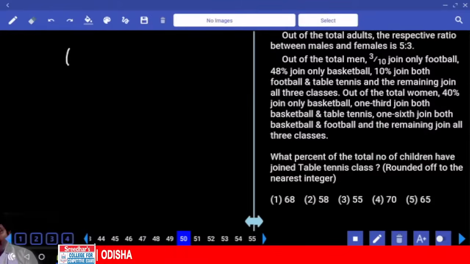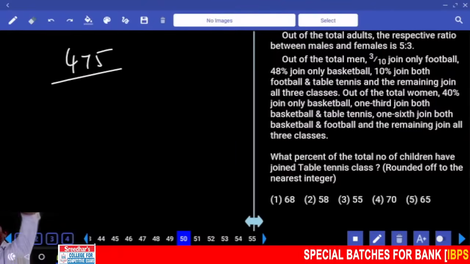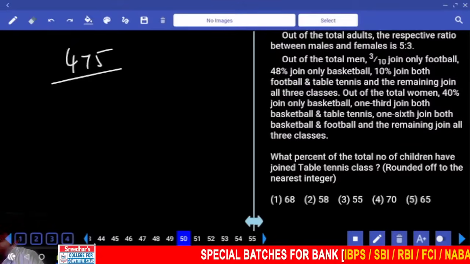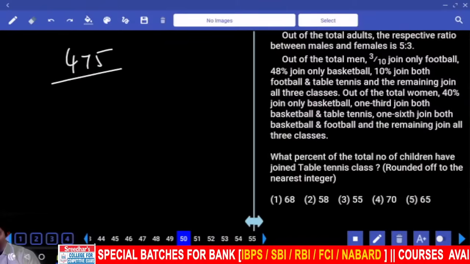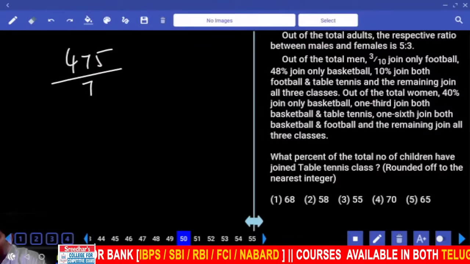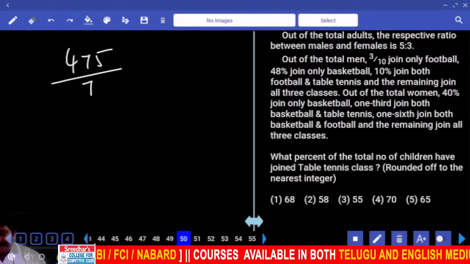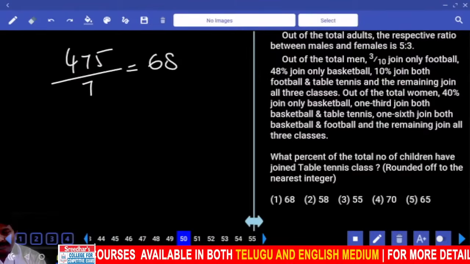475 converted to percentage with respect to children or total? With respect to children. How many children are there? 700. What is 1% value? 7. Yes or no? Rounded up to the nearest integer. 7 sixes are 42, 55 we have, 8 times.